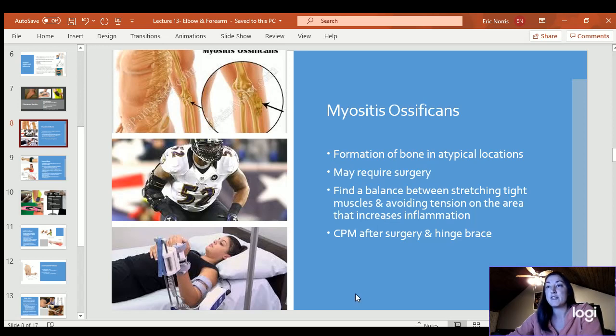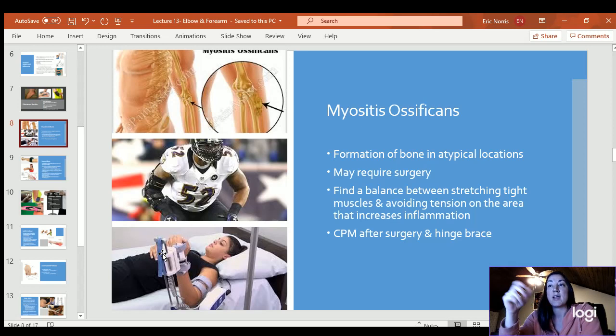So if surgery is performed, then after the surgery, they'll use a CPM machine. Remember, that stands for continuous passive motion. You would strap the person's arm in and set it to a specific degree of movement, a specific speed of movement, and how long you want it to last. It will just take the patient's arm slowly through that movement over and over until the time period is ended, if you set it for 2 hours or however long.